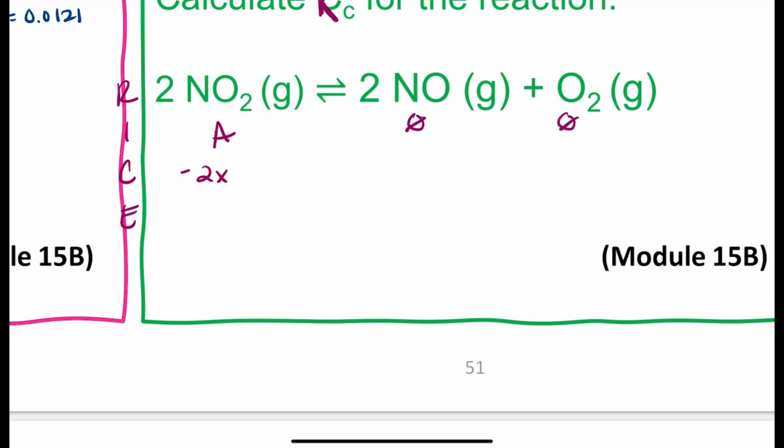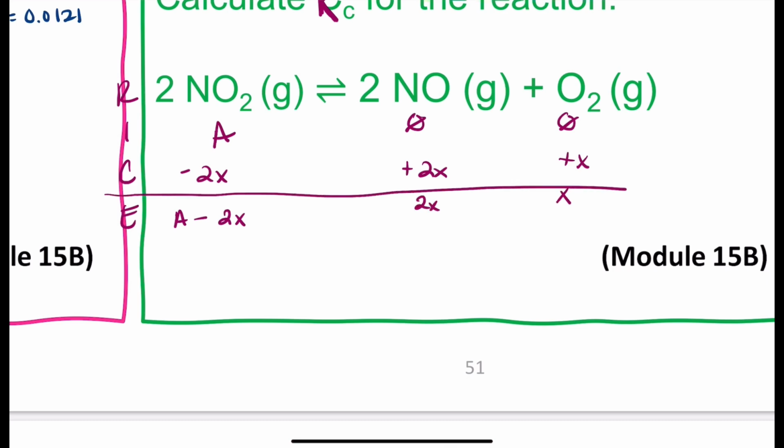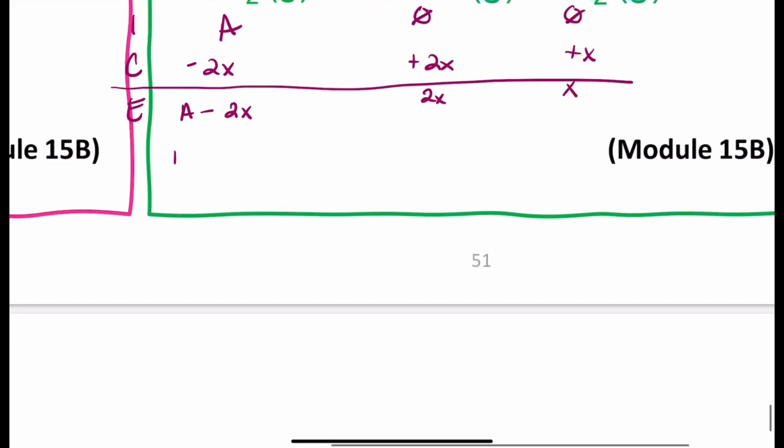I know this is minus 2x, this is plus 2x, this is plus x. So at equilibrium, I have A minus 2x. And again, A is just a placeholder. I can't use x, I'm already using it. So at equilibrium, this is what I have. But I know that my total pressure is equal to the pressure of NO2 plus the pressure of NO plus the pressure of O2. Why do I know that? Dalton's law of partial pressures. The question told me that my total pressure was 0.75 atmospheres.